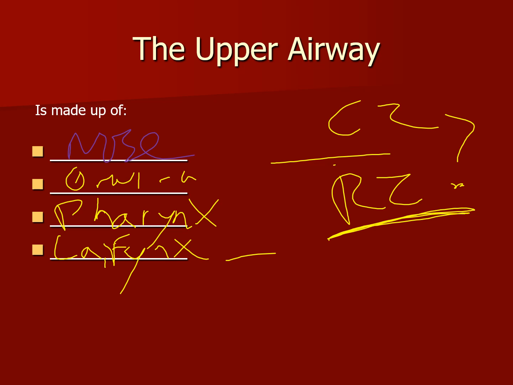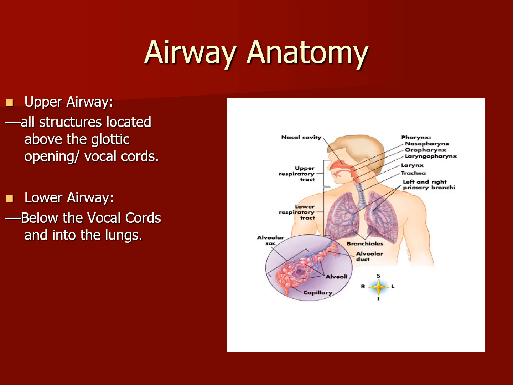Hopefully you answered these are conducting zone, and they're transporting, filtering, heating, humidifying, right? That's what we're looking at here. So these are all functions of the upper airway. The upper airway, all structures located above the glottic opening, also known as the vocal cords, are considered upper airway, right? So once we get below the vocal cords, that's when we consider it lower airway anatomy, right?